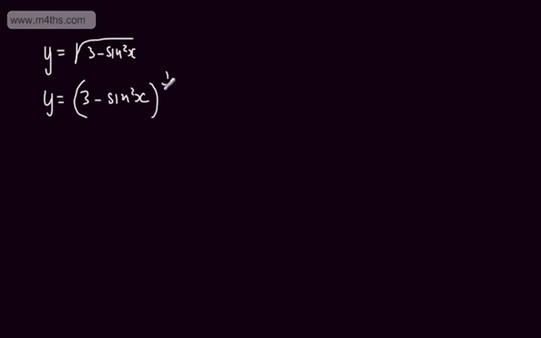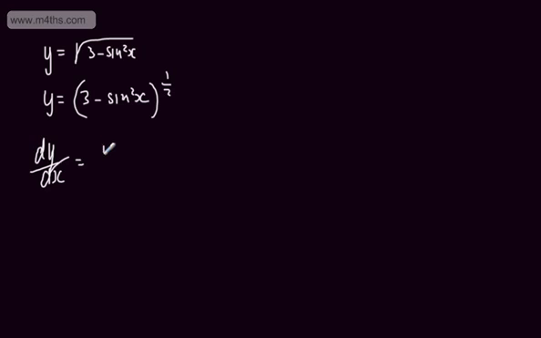Let's say we've got y is equal to the square root of 3 minus sine squared x. So just rewriting, y is equal to (3 minus sine squared x) to the power of 1/2. So again, this is just an application of the chain rule. So we'll have now dy by dx. We will differentiate the outside function. The outside function is now the square root of x, or x to the 1/2.